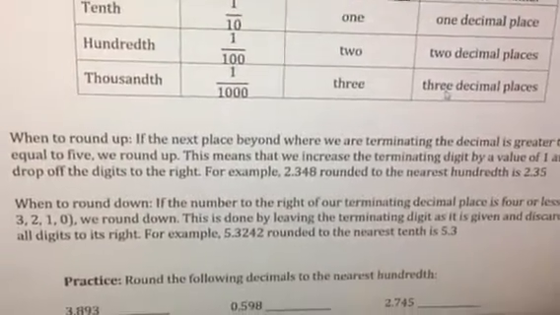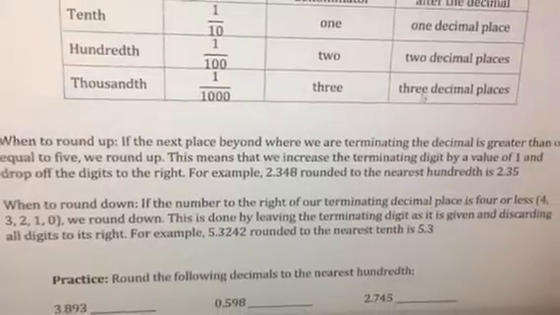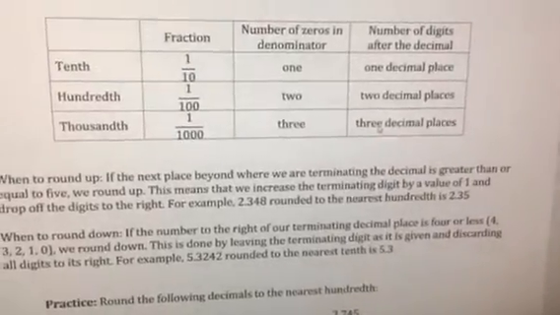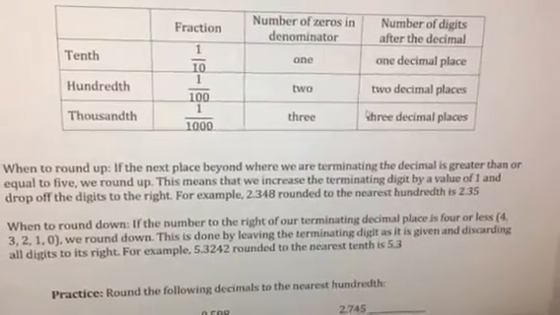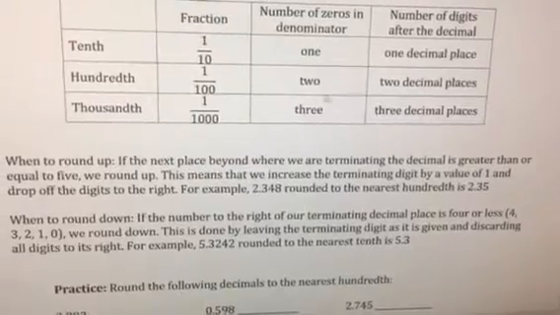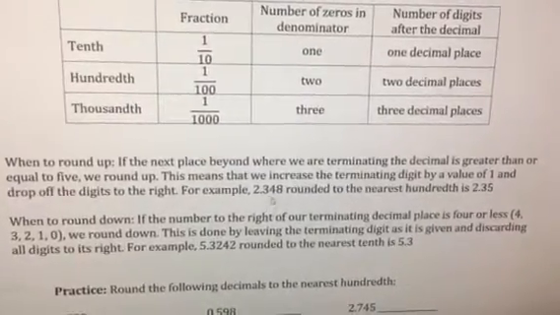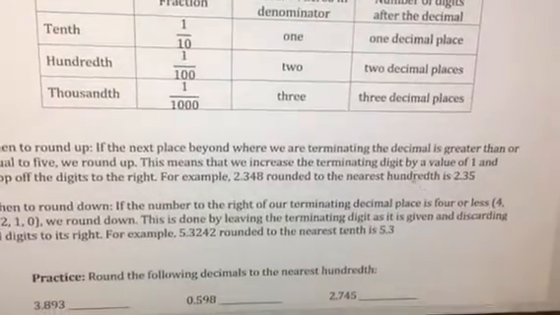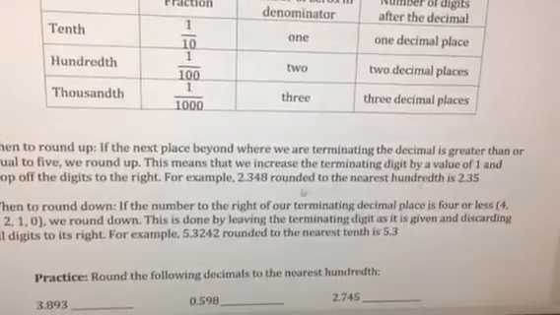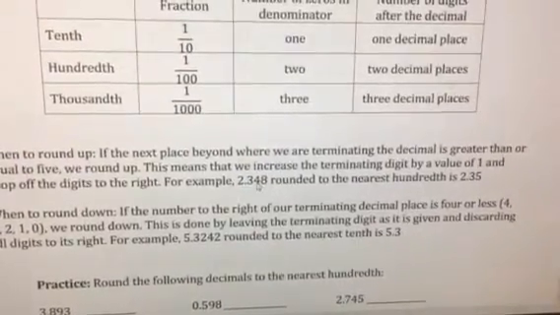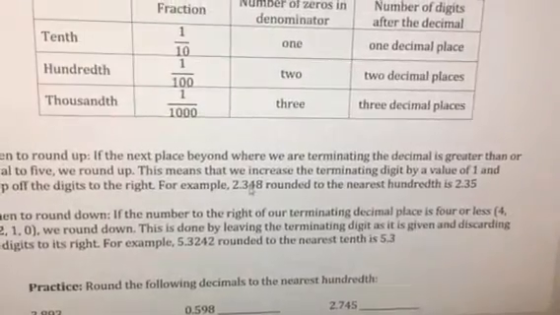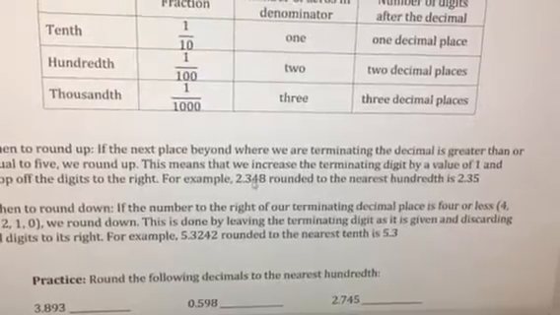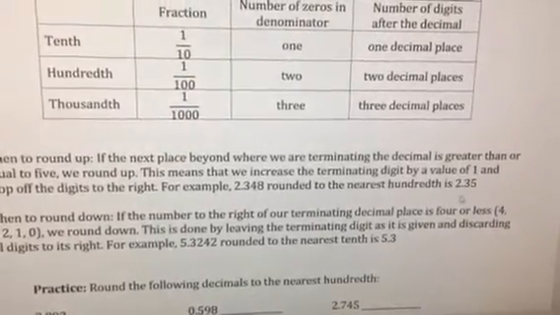And I give you an example here, and it talks about when to round up and when not to. If the next place beyond what we are looking at is 5 or higher, then you round up. So for instance, on this example, it says 2.348, round to the nearest hundredth. 100 has 2 zeros, so I'm going to round 2 decimal places. We're right here at the 4. If I look beside the 4 and I see the 8, it's 5 or higher. So the 4 goes up 1 value to a 5. So notice this would round up to 2.35.